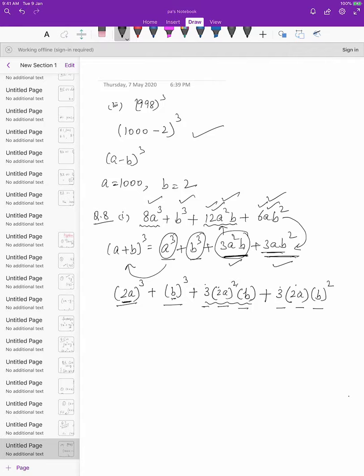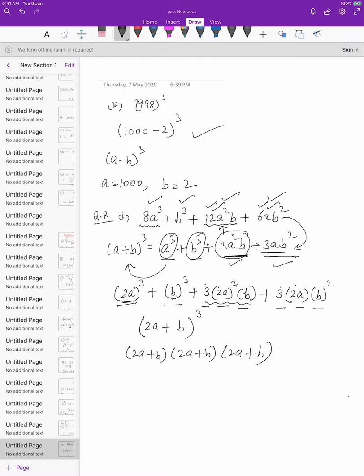So can I write it in the format of (a plus b) whole cube? So what is my a in this case? 2a. B is b only. So (2a plus b) whole cube, which I can write as (2a plus b) into (2a plus b) into (2a plus b), and that is the factorized form of the given expression.